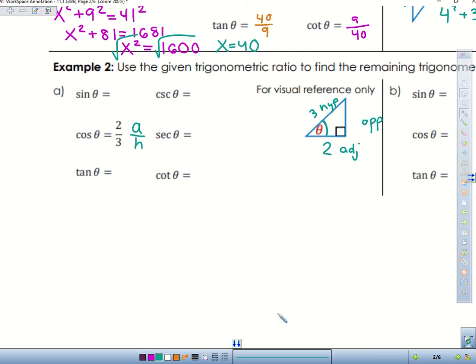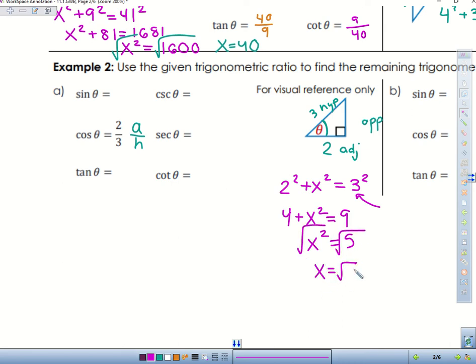If we know 2 sides of a right triangle, can we find the third? What do we use? Pythagorean theorem. The hypotenuse has to be the one on its own side. Remember that. So we got 4 plus x squared equals 9. I subtract 4 on both sides, I get x squared equals 5. What do I do next? Take the square root. X equals radical 5.